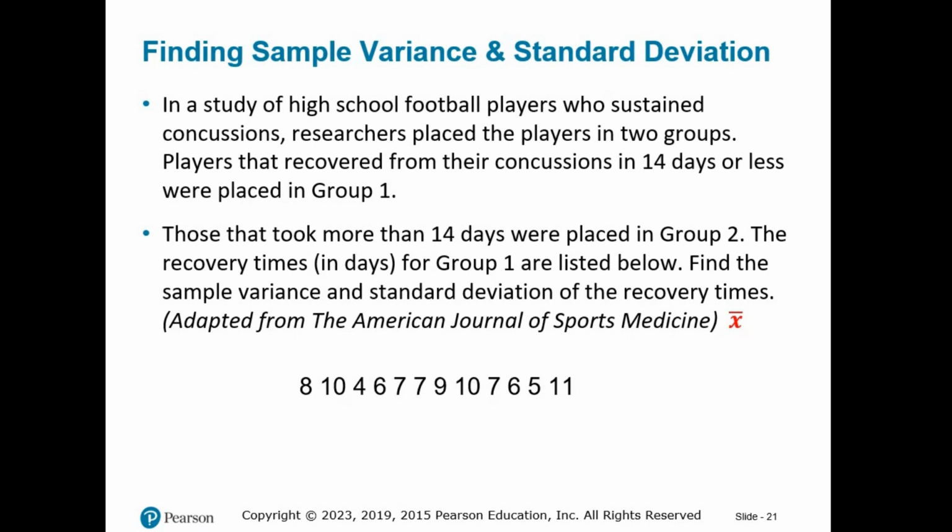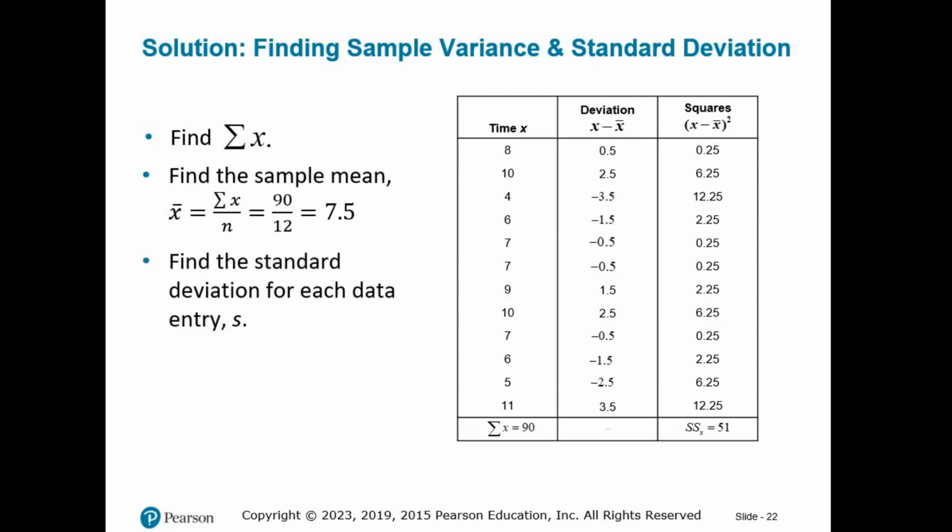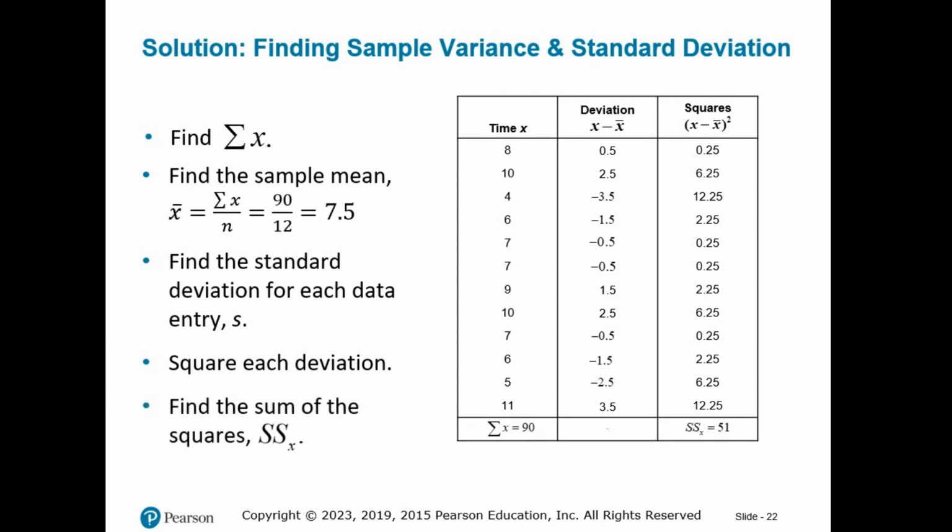Let's get started. First, we need to find the sample mean, or x-bar. We do this by finding the sum of the data values, then dividing by the sample size. In this case, that means dividing 90 by 12. We get 7.5 as our sample mean. Next, we need to find the deviation for each data entry. This is found by subtracting x-bar from each data value. Remember, you will get some negative numbers during this process. Next, we find the squares of each deviation, and finally, the sum of the squares, SS sub x.